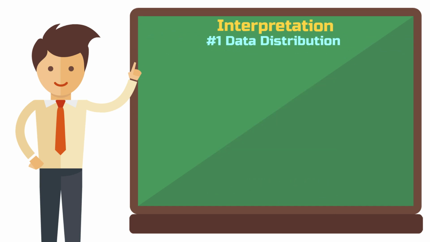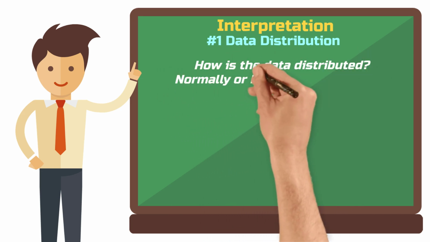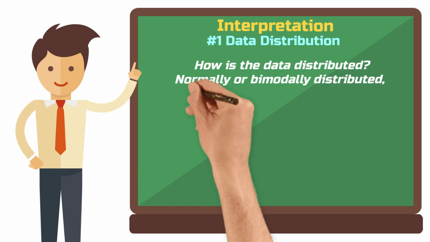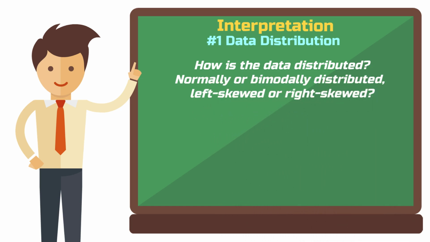First, data distribution. Histograms show the frequency of data within different intervals, making it easy to assess distribution at a glance. Researchers can quickly determine whether the data is normally distributed, skewed left or right, or exhibits other patterns like bimodal distributions.